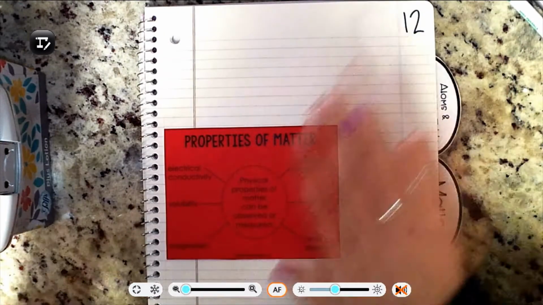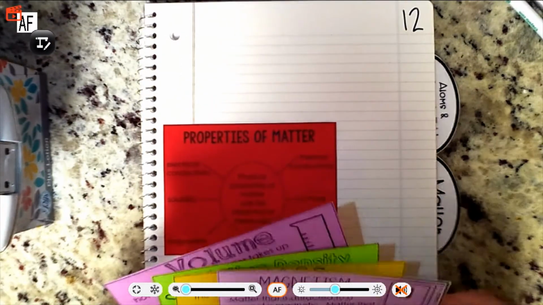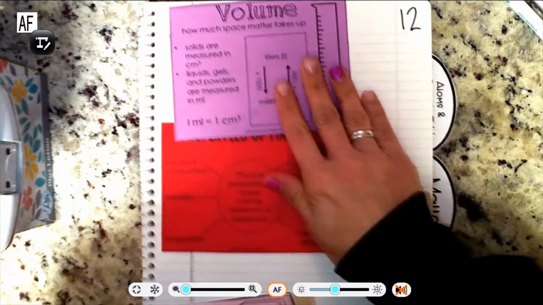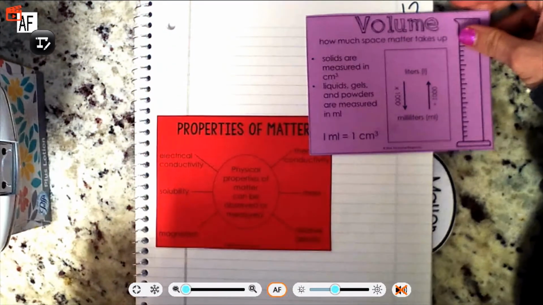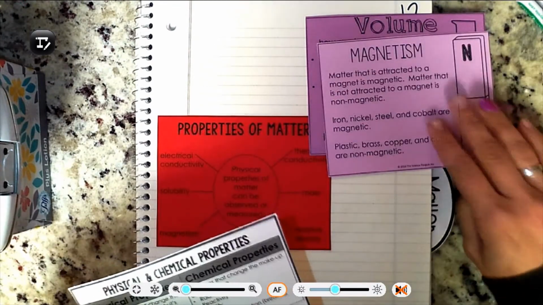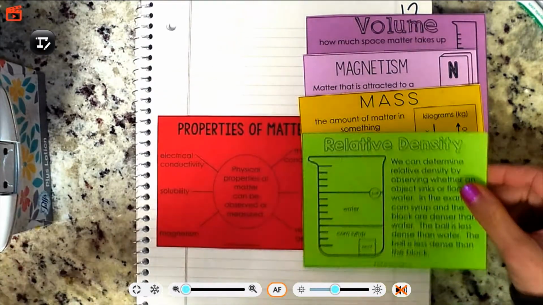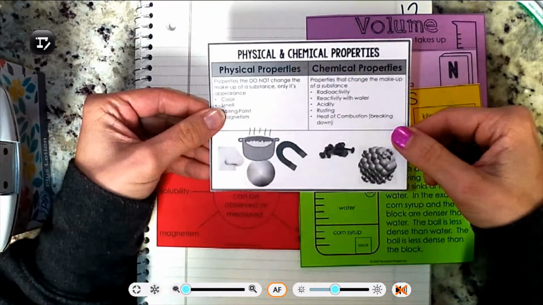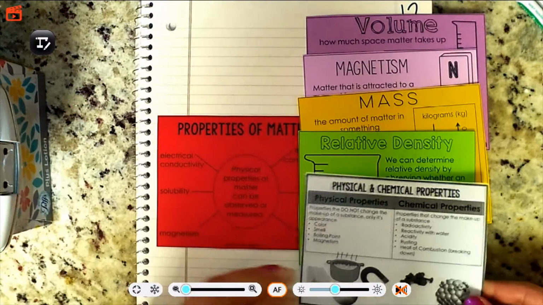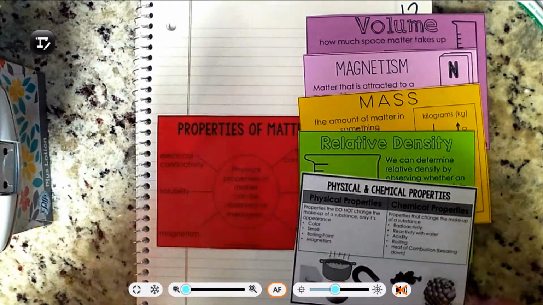So page 12, you're going to need properties of matter. It's in red. You're going to need both purple pages, volume and magnetism. You're going to need the yellow page, mass. You're going to need the green page, relative density. And you're going to need this white page, physical and chemical properties. So it was on a 4, but I think it's only one left from there. So pause the video and go grab these 1, 2, 3, 4, 5, 6 ones.